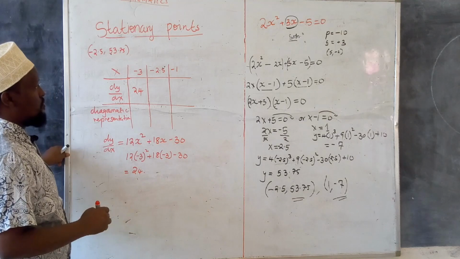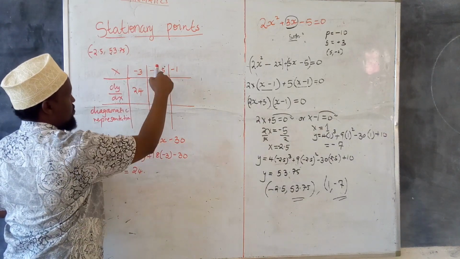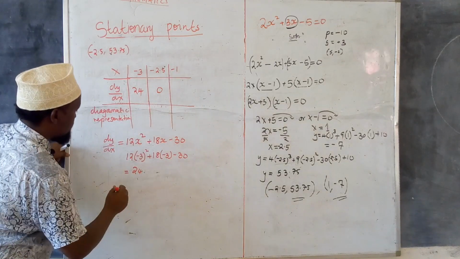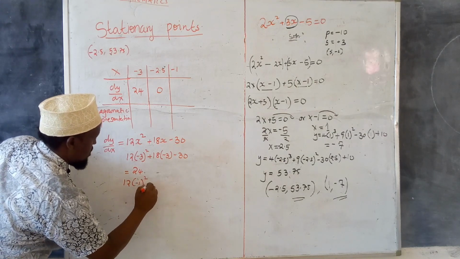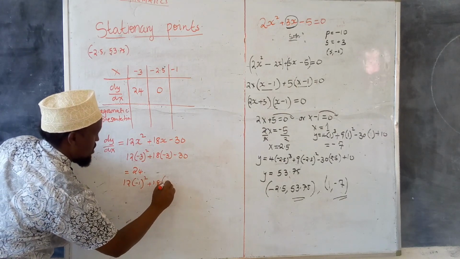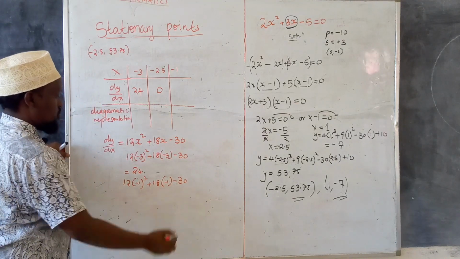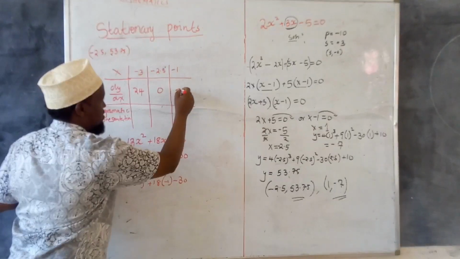When x is -2.5, the gradient is obviously 0, because this is the value of x for the stationary point. Now what about when x is -1? We have 3(-1)² + 18(-1) - 30. Again, when you use a calculator, the gradient becomes -36.